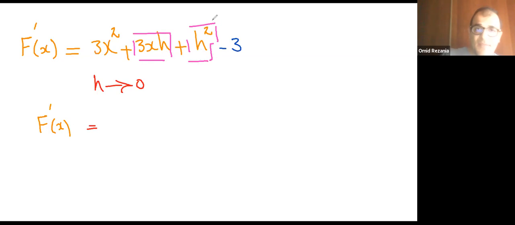Then if we assume these kinds of characteristics of when h gets close to 0, I'm left only with 3x squared minus 3, which I had from there. Correct, guys? Did you understand the trick which I had here? What does it mean when h goes to 0?